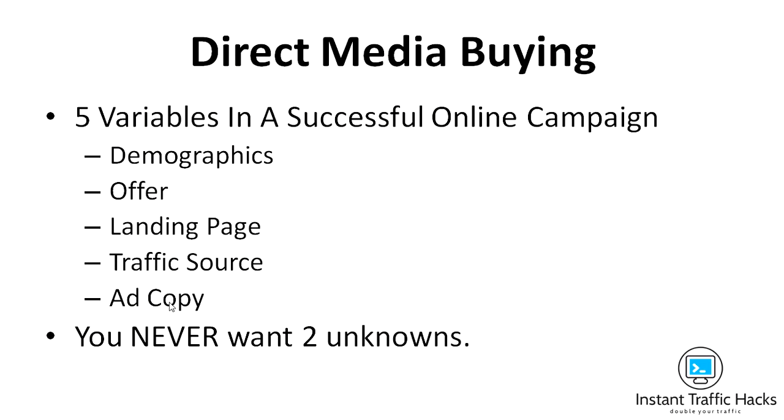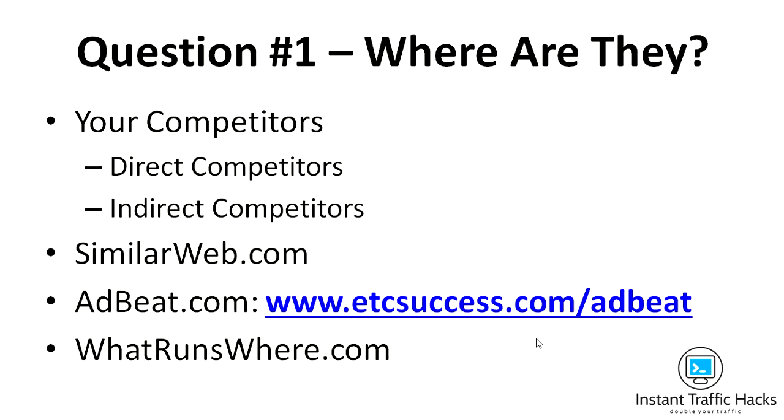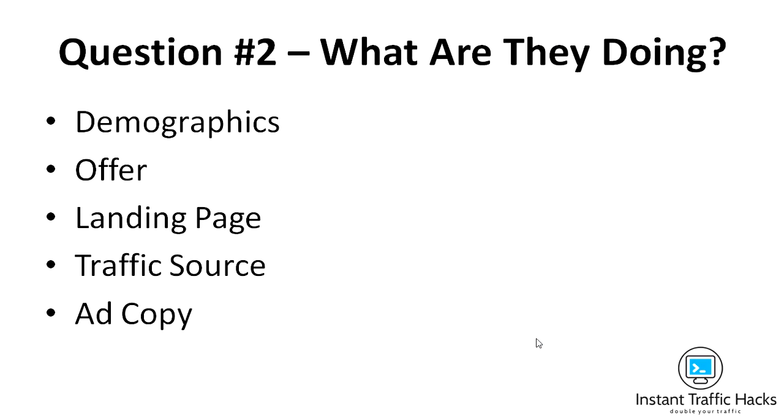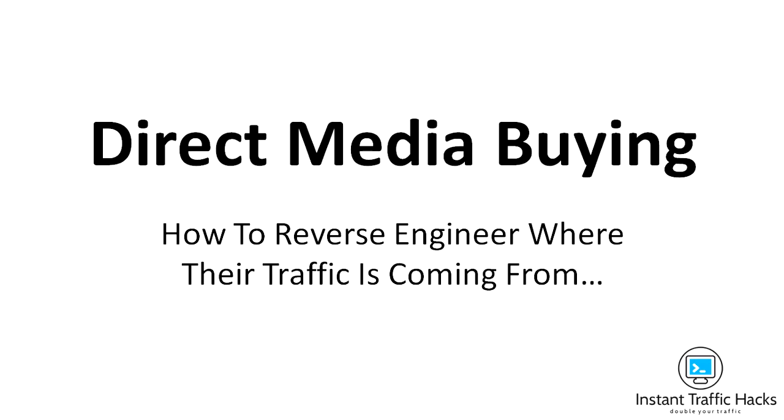All right, then the ad copy. That's why I save all the banner ads. I want to get an idea of what's working, what headlines, what's capturing people, what kind of images. And the more of this stuff I can find, the better, guys. I never want to have two unknowns. Now that I have that information, I have the ability to go back and reverse engineer and figure out how to create my offer the right way that's going to convert for the traffic I'm going after. So that's step number one, you guys, of direct media buying.